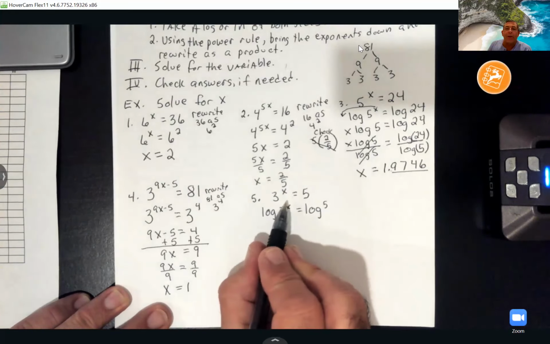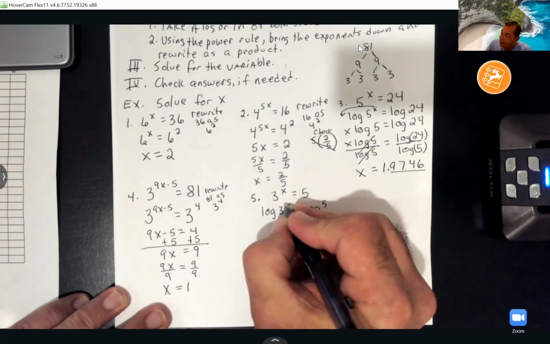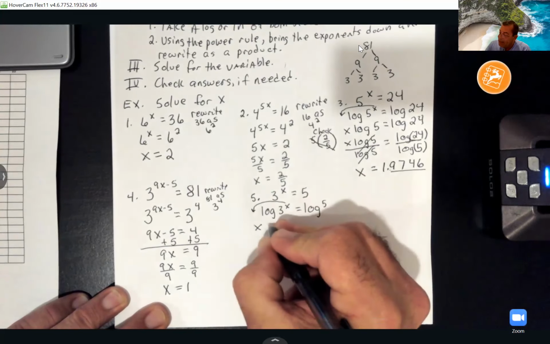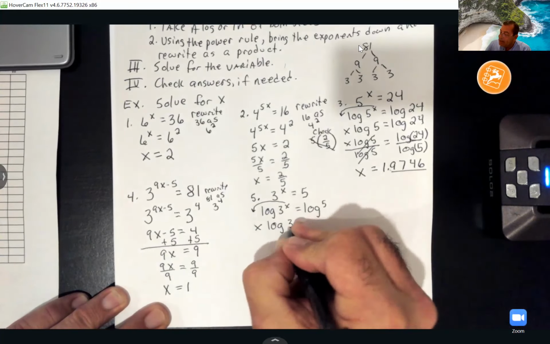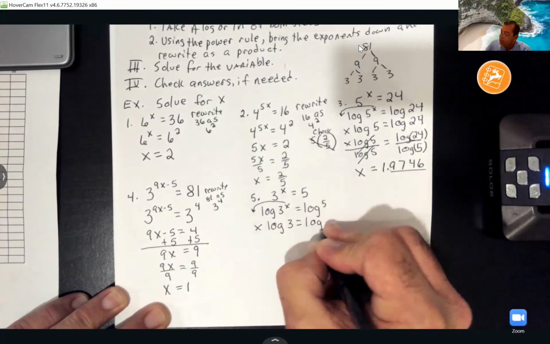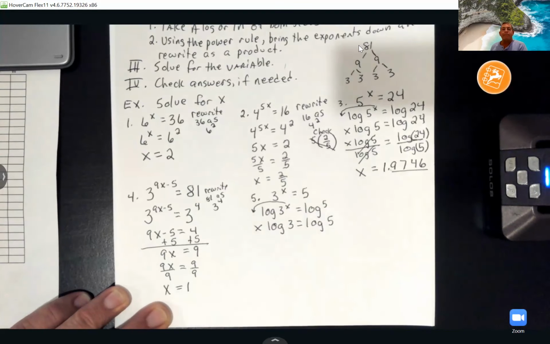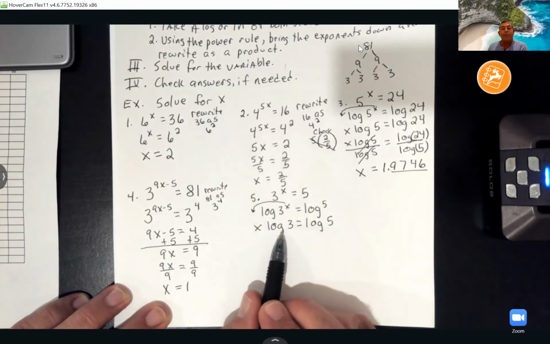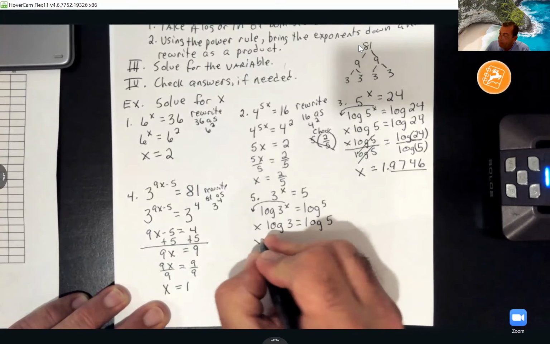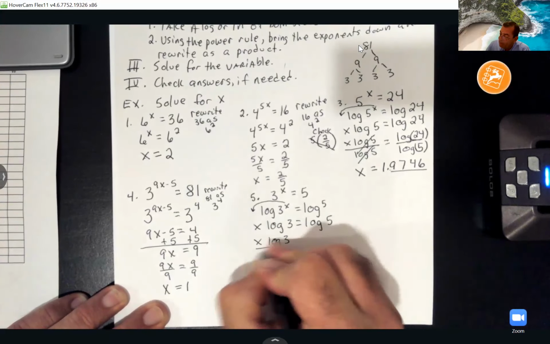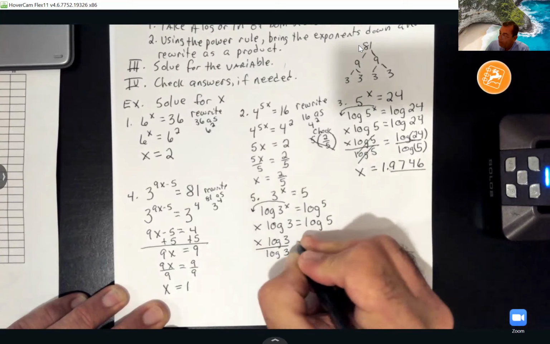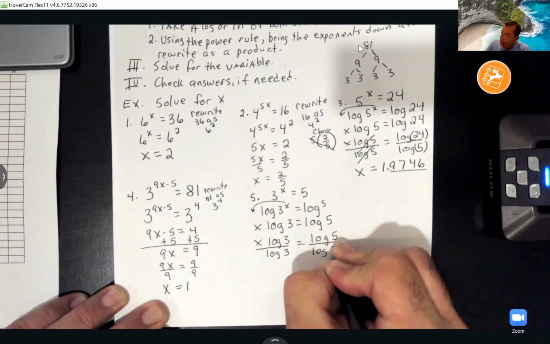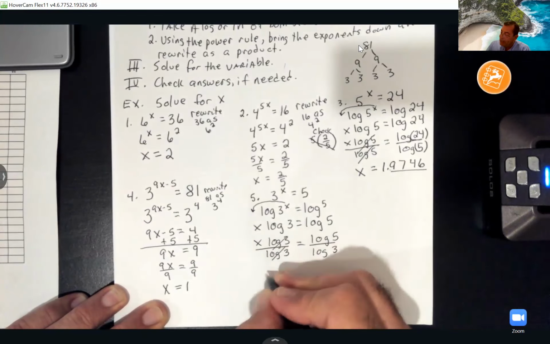So y'all, we did that so we can bring our x down to the front, because I can't solve it while it's an exponent. So I got to bring the x down. So I get x times my log 3 equals log 5. Now, to make that a 1x, we're going to divide both sides by the log 3. So once again, those logs cancel, making that a 1x.